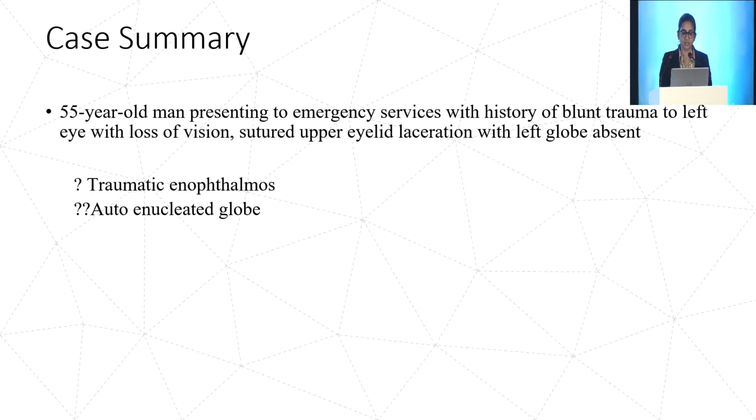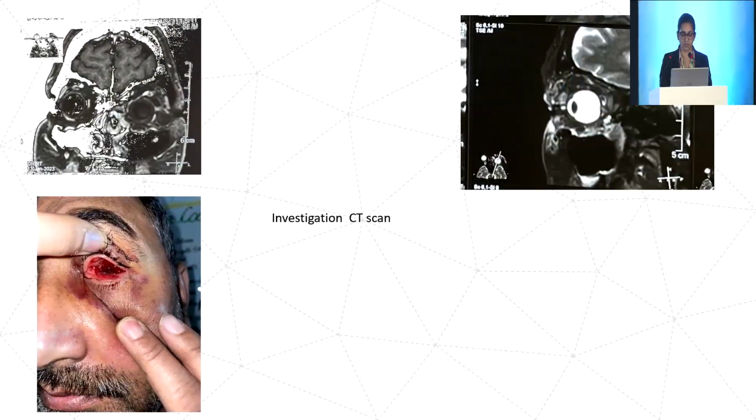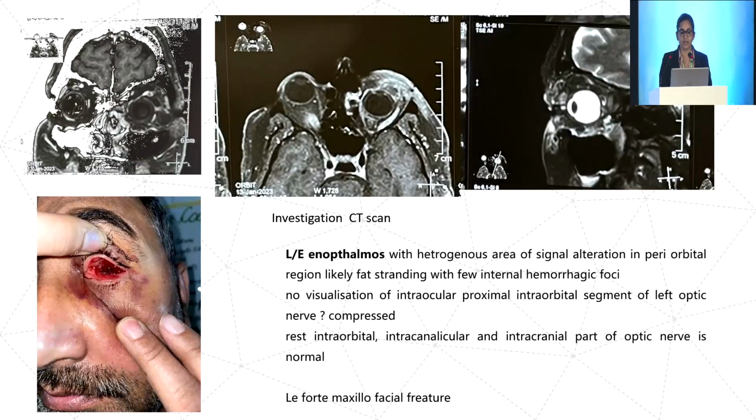So summarizing, the case was a 55-year-old male with a history of blunt trauma to the left eye with loss of vision, with sutured laceration and the left globe absent. So we suspected either a traumatic enophthalmos or an auto-enucleated globe. So we went ahead with investigations.